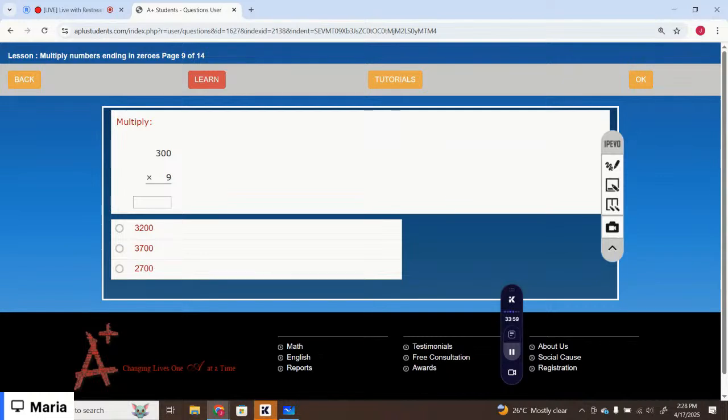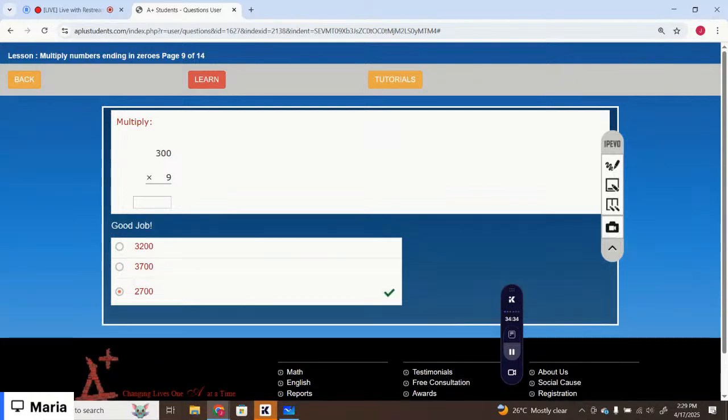Three hundred times 9, which is the correct option? 9 times 3 is 27. And then you need to add two zeros. So that is 2700. Option number 3 is the correct option. That is 2700.